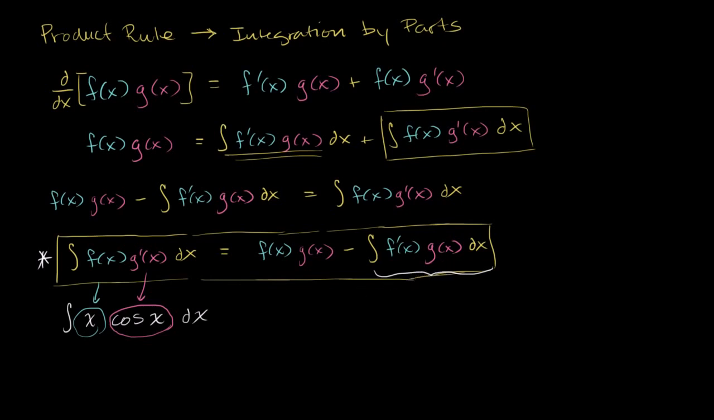So let me make it clear over here. We are assigning f of x to be equal to x. And that means that the derivative of f is going to be equal to 1. We are assigning g prime of x to be equal to cosine of x, which means g of x is equal to sine of x, the antiderivative of cosine of x.